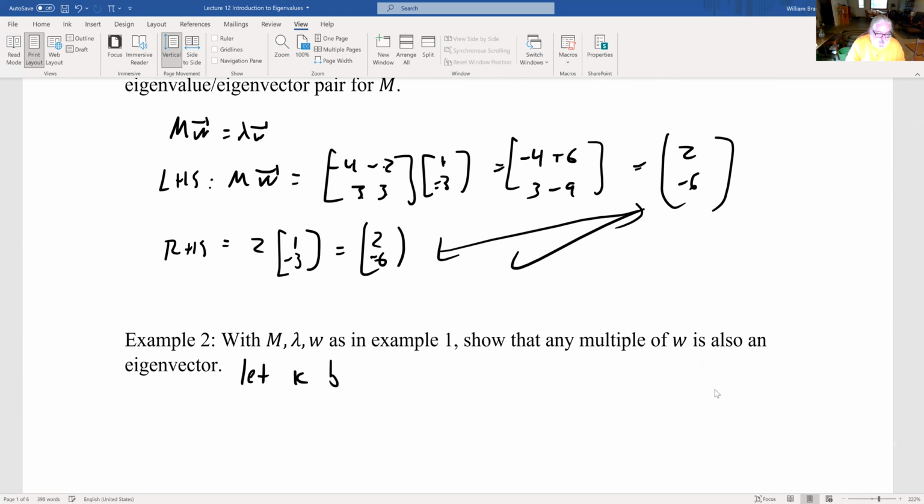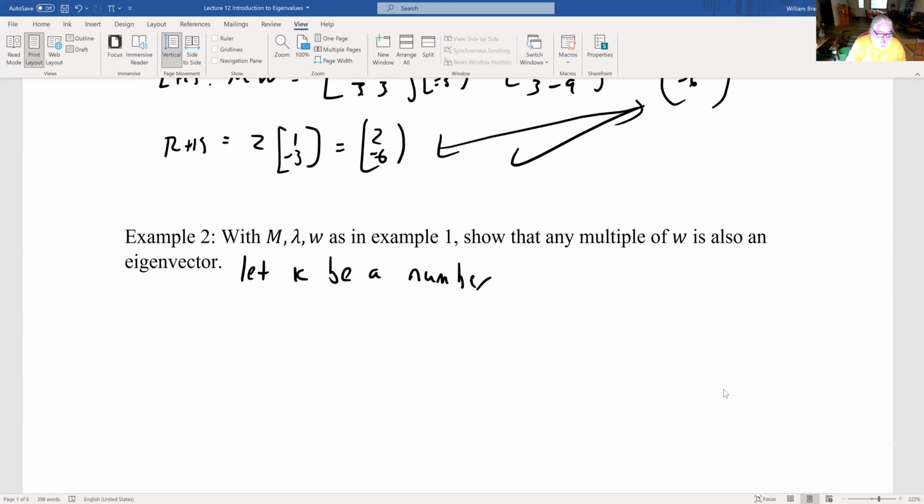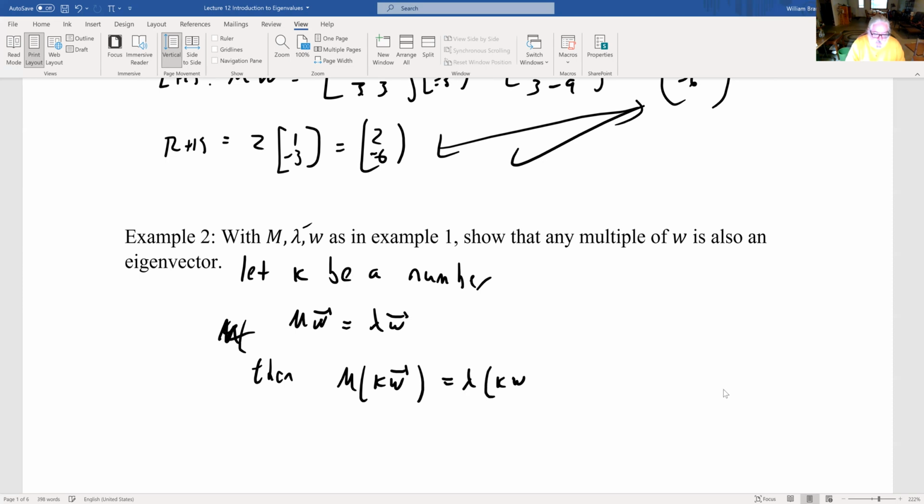let K be a number. In general, I won't do it with this particular example, but in general, we have MW equals lambda W. That's what it means to be an eigenvector, eigenvalue pair. Then M times a multiple of W equals lambda times KW.